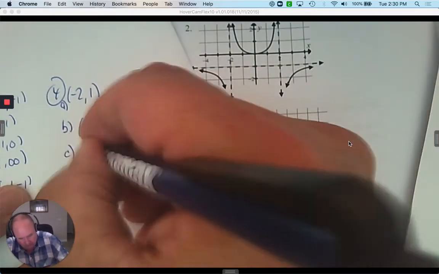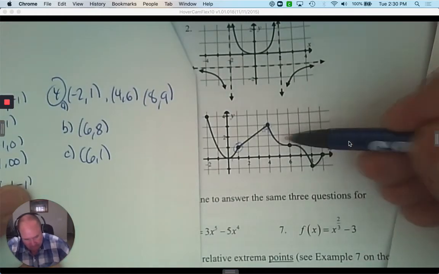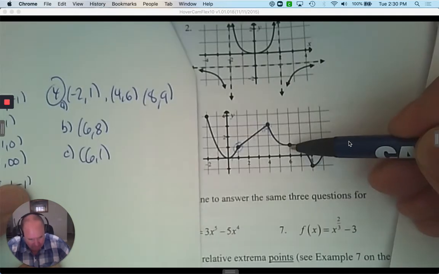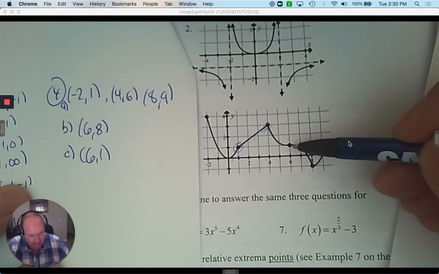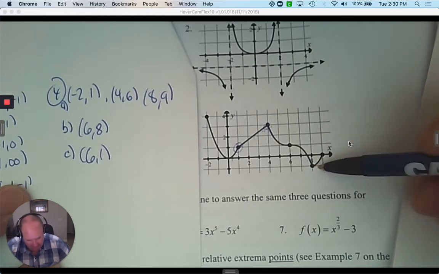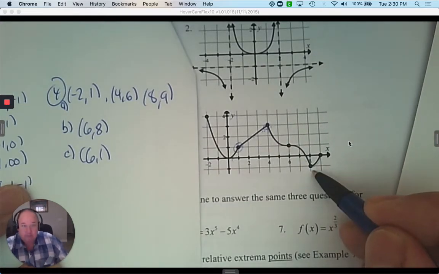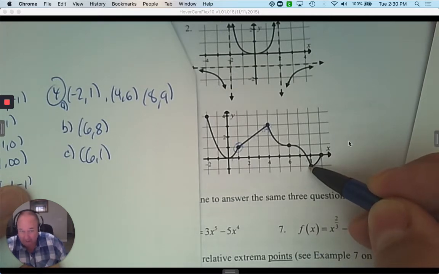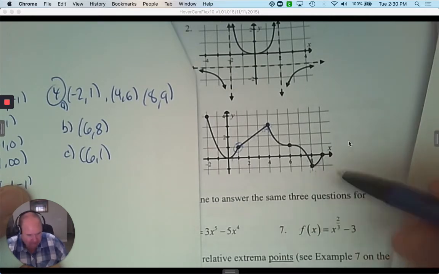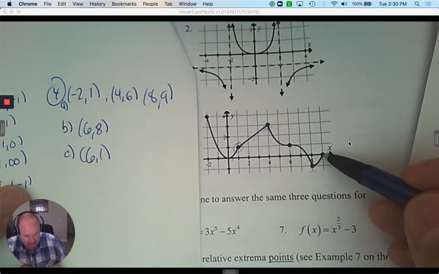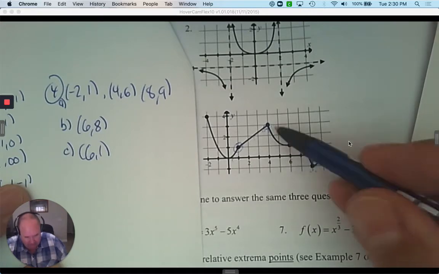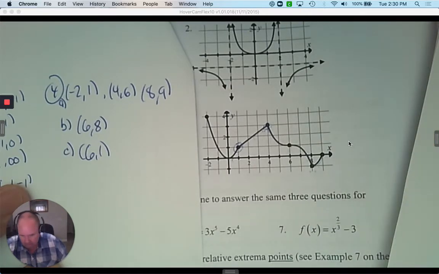Here, at 6,1, you can see concavity. So it smiles and then frowns, and the derivative exists there. So the point of inflection is at 6,1. Here, it frowns and then smiles, so the concavity changes. But the problem with this one is the derivative doesn't exist there because it's a cusp. So when you look at that sharp corner, the derivative does not exist. It's undefined. And because the derivative is undefined, there's not a point of inflection there, even though the concavity changes. So the only one that meets the criteria is at 6,1. The concavity changes and the derivative exists.